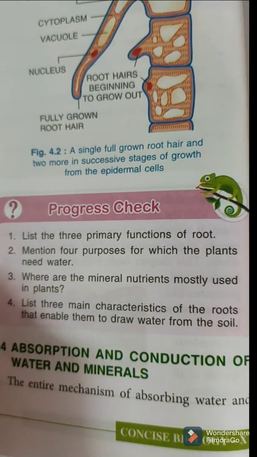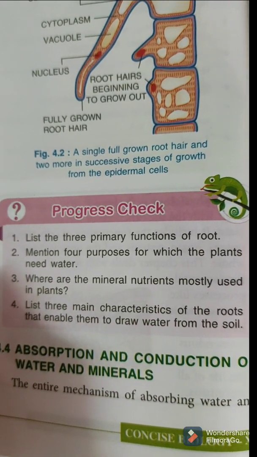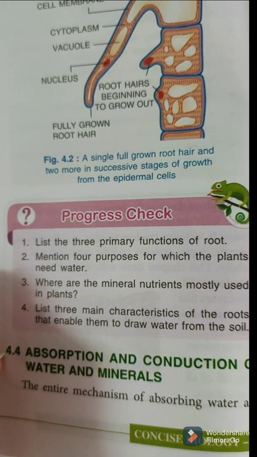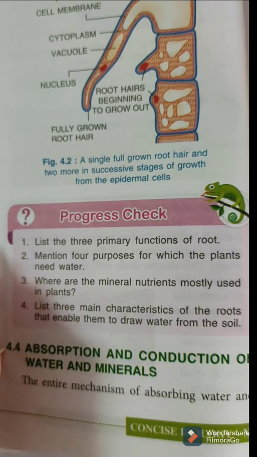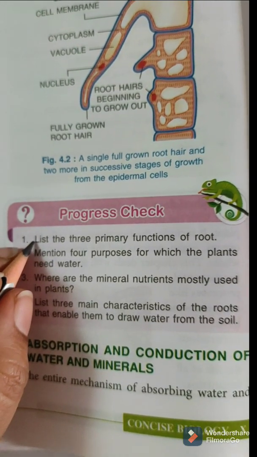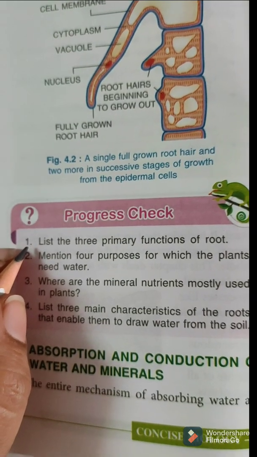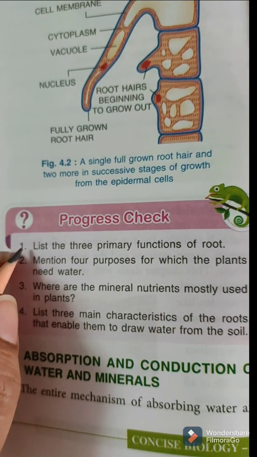So in today's class, we are going to start with progress check of chapter number 4, absorption by root. So progress check on page number 38. Here we are having 4 questions. First, list the 3 primary functions of the root. This you will get here in the book only. This is given on page number 37.